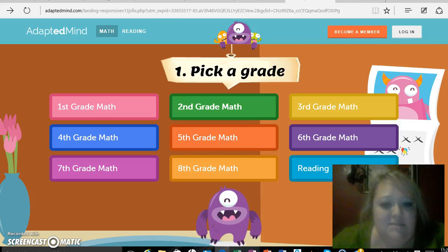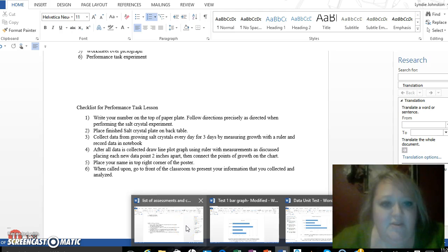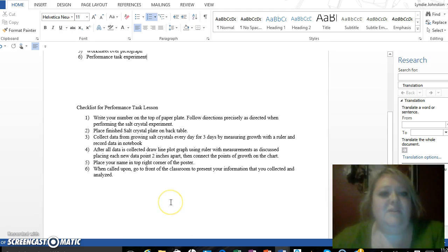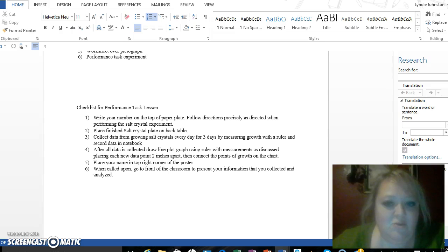And that is, I was trying to find it here. I can't seem to find it. Anyways, I will get the students to do an experiment growing salt crystals, and then this is a checklist for the performance task. They're going to write their name at the top of their paper plate, and they're going to follow directions precisely as directed when performing the salt crystal experiment.